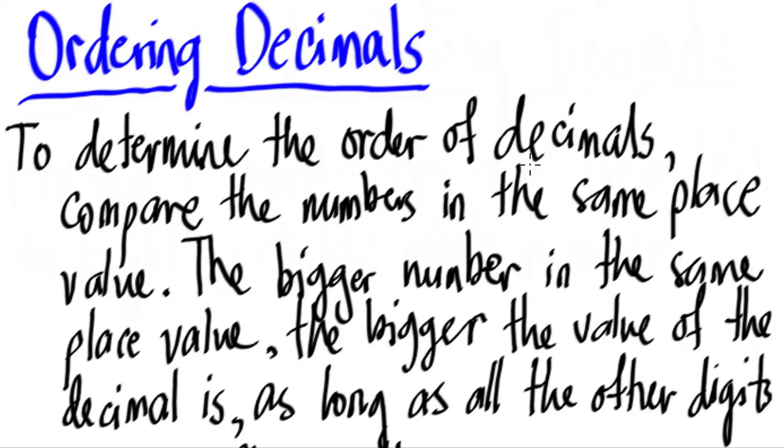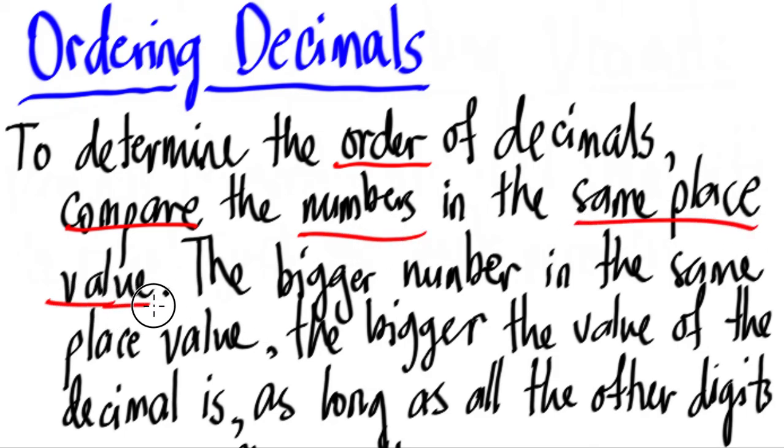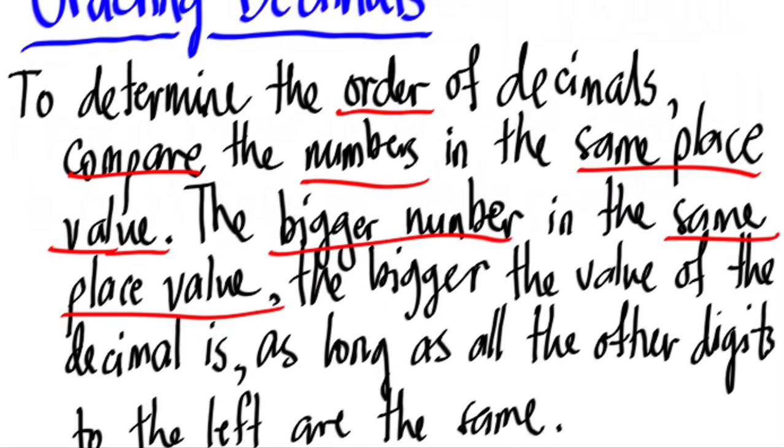So to determine the order of decimals, in order to order them properly, compare the numbers. We will compare the digits in the same place value. That's why our previous video is about the place value system, so that you will be aware of the system, the chart, and the names. The bigger the number on the same place value, the bigger the value of that decimal is, as long as all the other digits to the left are the same.